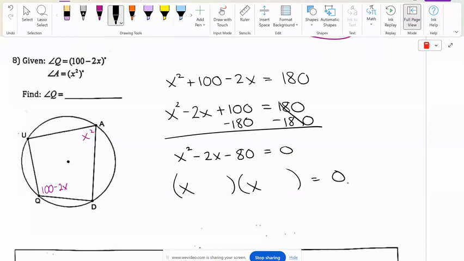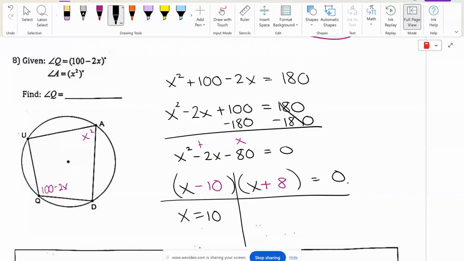All right, who has factors of 80? So two numbers that multiply to a negative 80, but add to a negative 2. Good, a negative 10 and a positive 8. So now we solve, and we end up getting x equals 10 and x equals negative 8. Guys, you are absolutely allowed to have a negative x. What you're not allowed to have is a negative angle when you plug in.